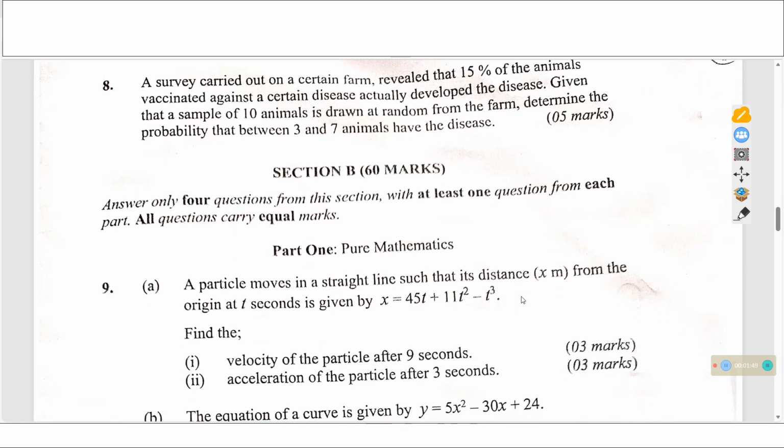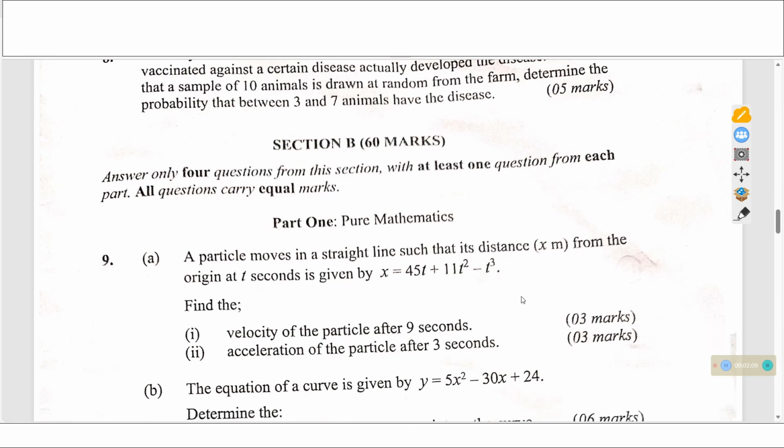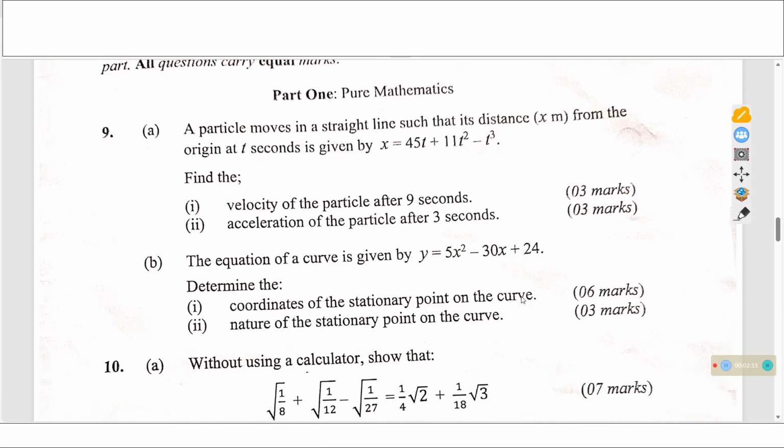Then section B has got 2 parts. That is part 1 and part 2. Part 1 is about pure mathematics and part 2 about statistics. You are supposed to answer 4 questions from this section, that is section B, but with at least 1 question from each part. So let us look at the part 1 of pure mathematics, having questions 9.